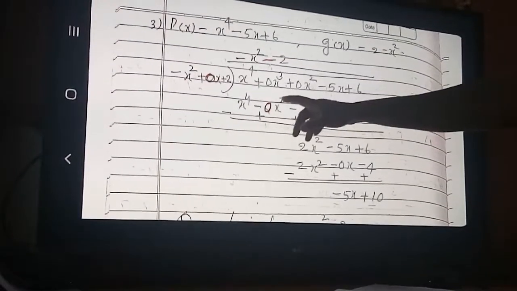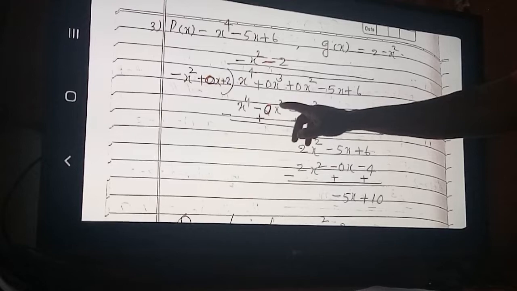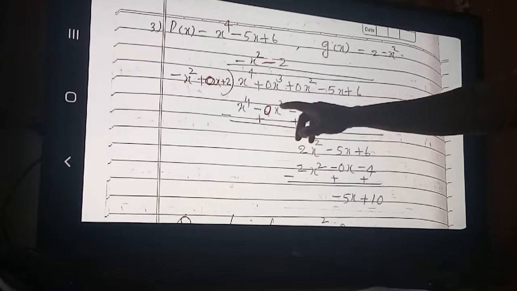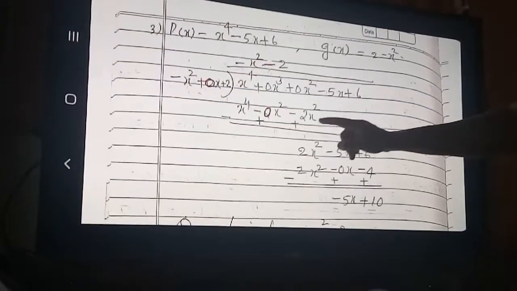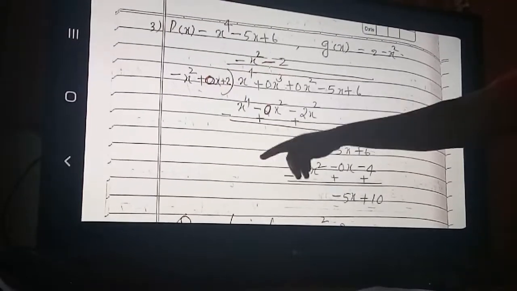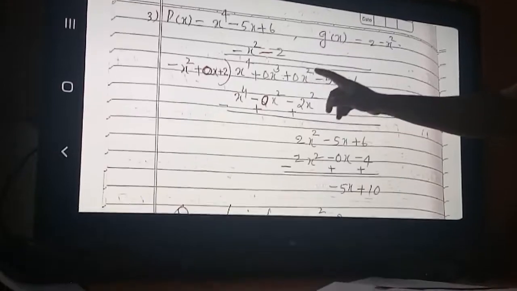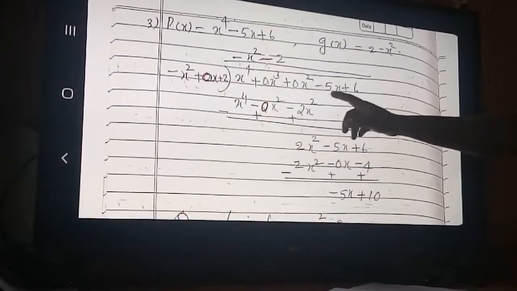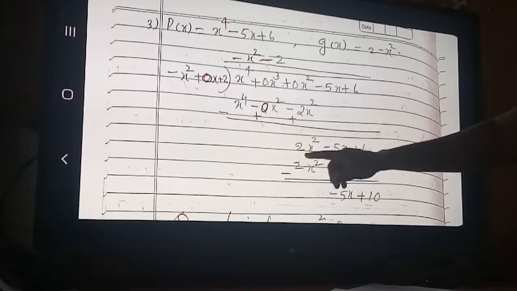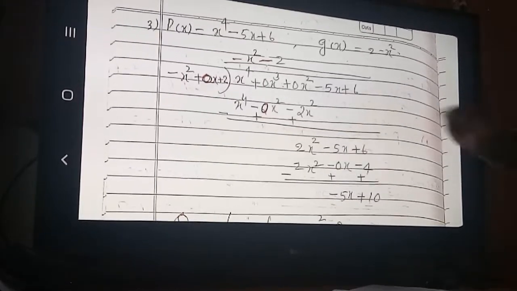Oh sorry, here I wrote x square, but here what is coming? x cube coming, yeah? Okay, here x cube will come. And 0x square plus 2x square. So these terms and these terms cancelling, then what will come? 0x square plus 2x square, 2x square will come. And how many terms remain? 2 terms are there. Here only 1 term, and the remaining 2 terms as usual bring down.